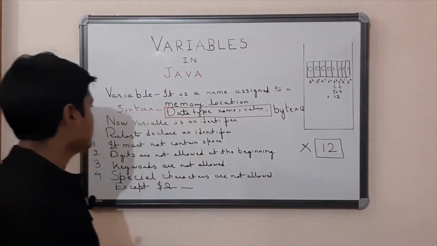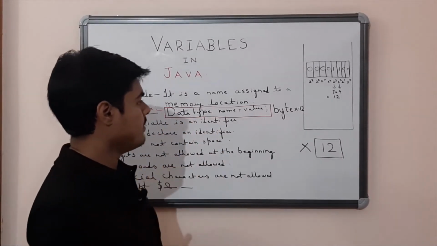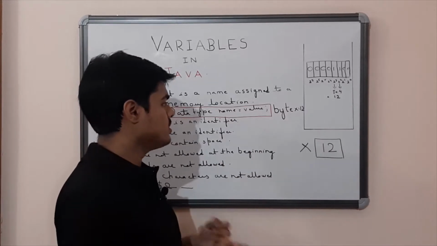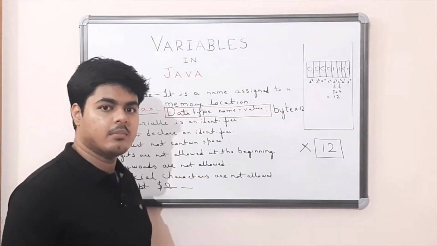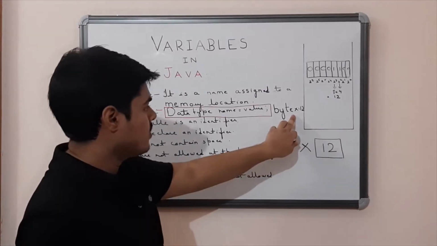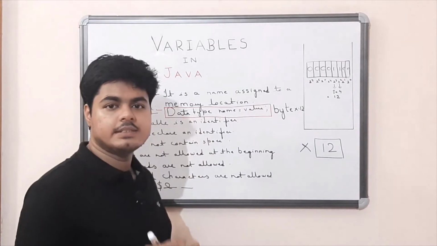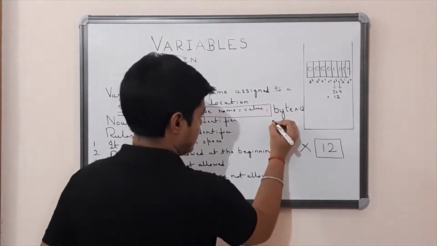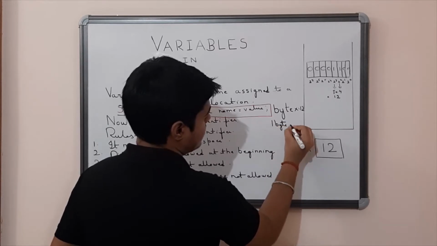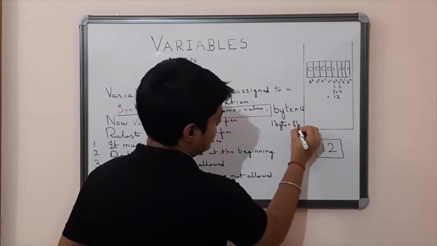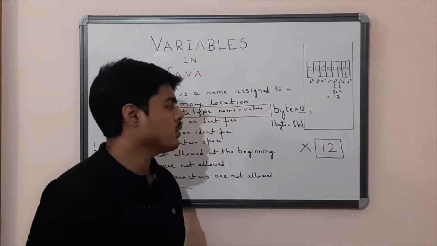Now the syntax to declare a variable: data type followed by name and the value to be stored in the variable, that is the address pointed by the variable. So first is byte x equals 12. Byte is a data type, its size is 1 byte, and 1 byte equals 8 bits, and the data which is stored in this location is 12.